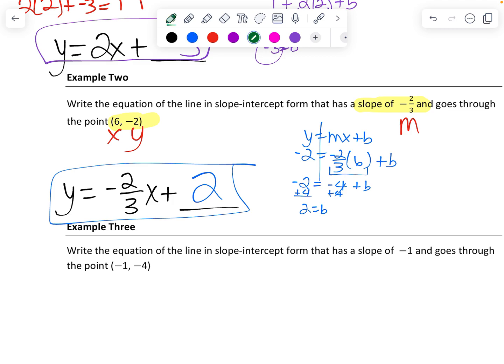Again, checking your work, if you take negative 2/3, multiply by 6 plus 2, it should give you the y value of negative 2. If it doesn't, you know you made a mistake.